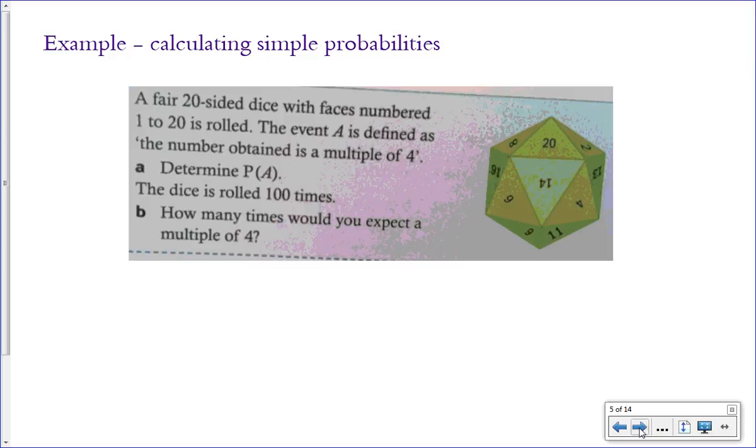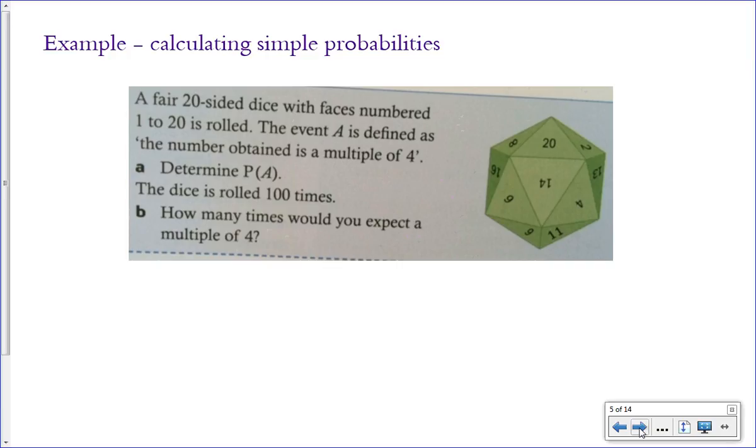So a dice does not need to be 6-sided. Here's an example of a 20-sided dice. Faces are numbered 1 through 20. The event A is defined as the number obtained is a multiple of 4. So we want to think about, out of the numbers 1 through 20, the multiples of 4 include 4, 8, 12. This is what multiples are, right?